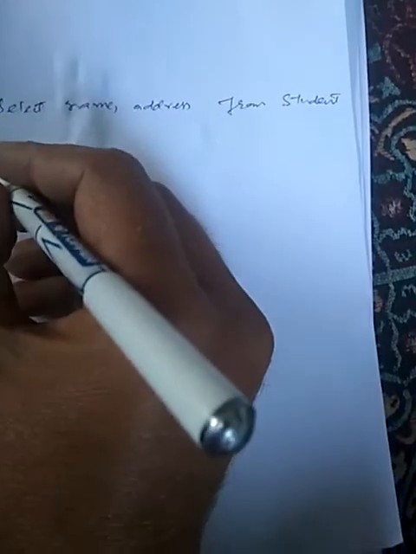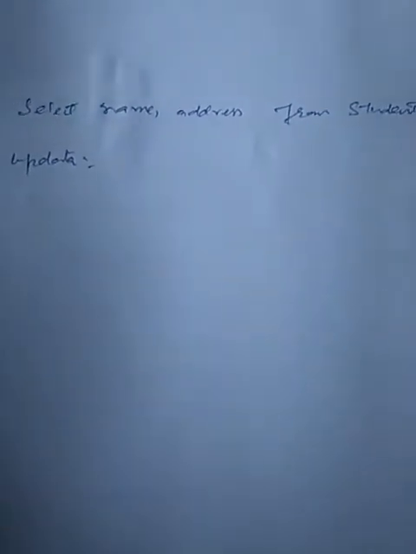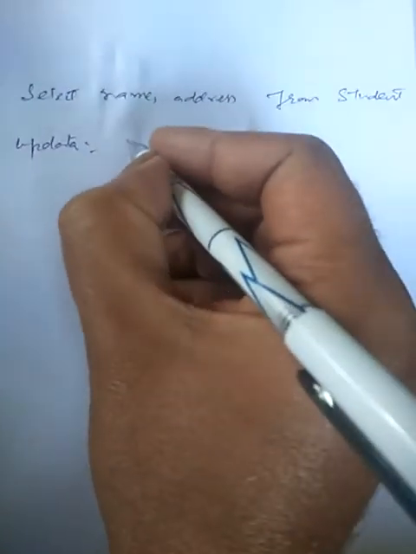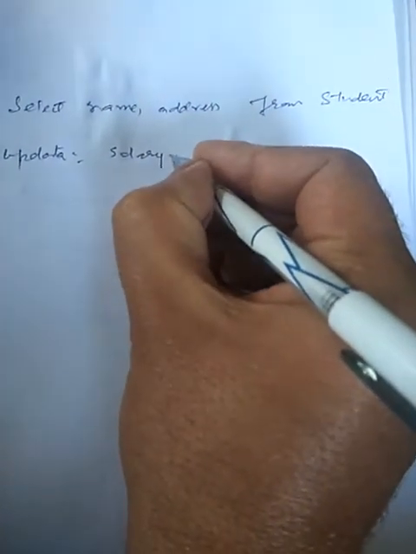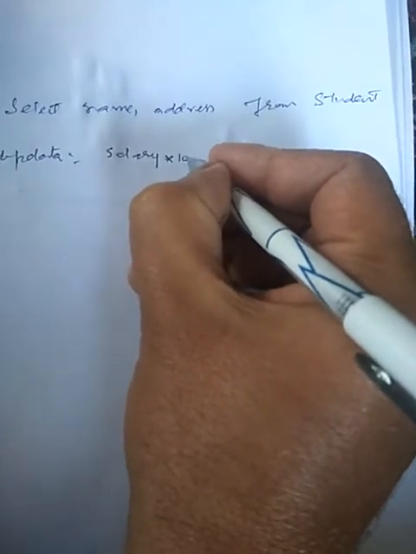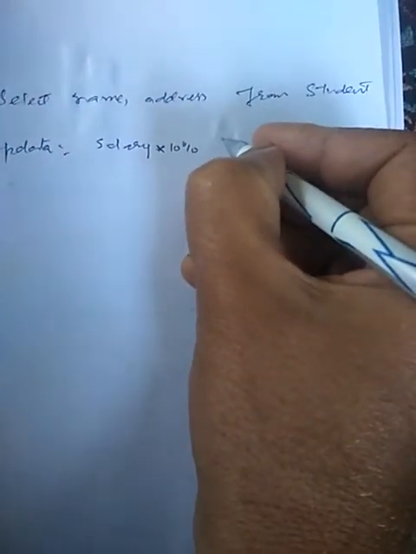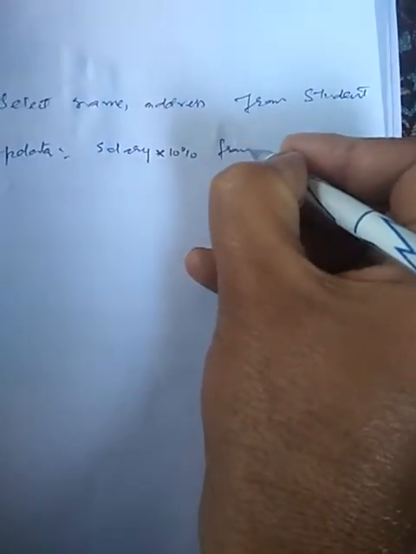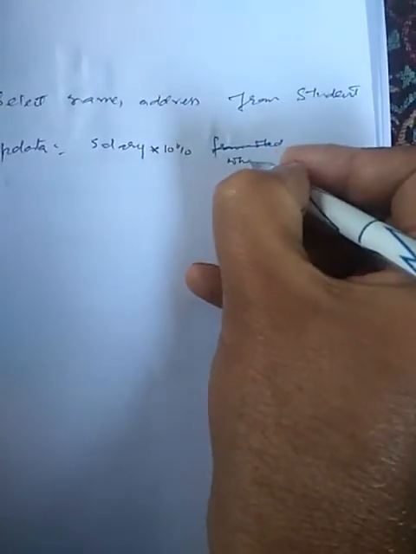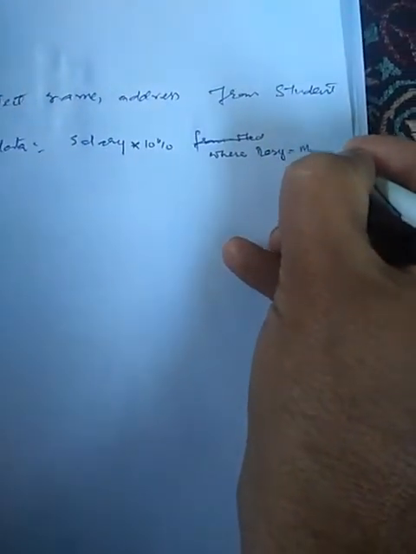Another is update. Suppose we want to update a field from a database. Suppose we want to hike the salary by 10%, or increase the salary of every employee, or of a particular employee. Suppose we want to increase the salary: update student set salary equal to salary multiplied by 10%, where designation is equal to manager.